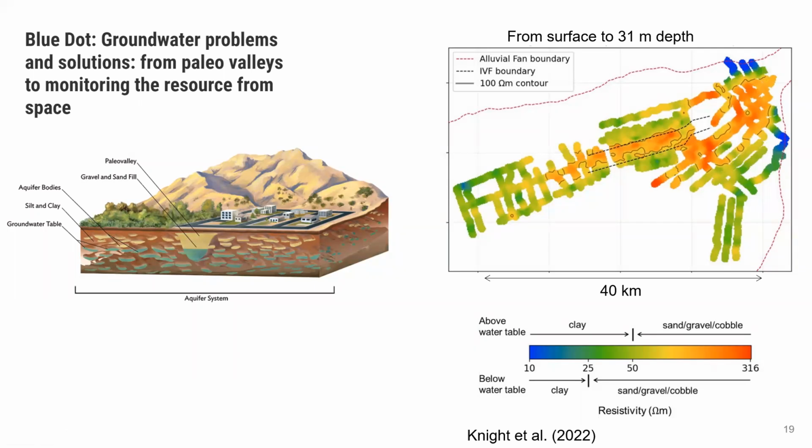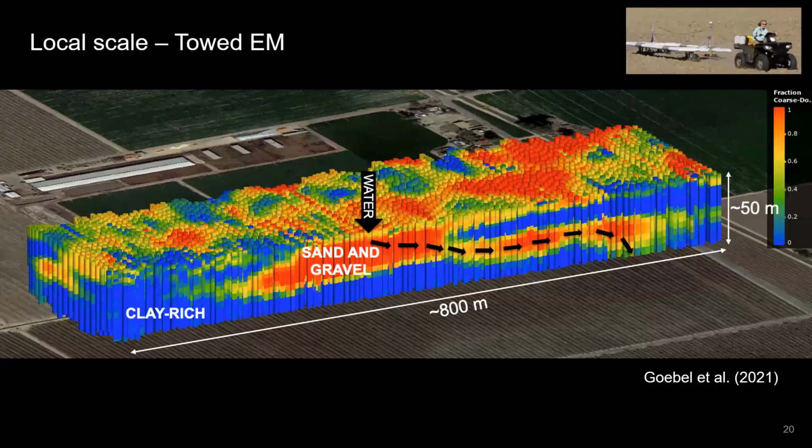Because all we can do is probably interpolate in between, have some resistivity value, which may have really high uncertainty. In such a case, we could use the ground-based system. So the size of this survey is about 800 meter by a couple hundred meter. And this is a ground-based system towed by ATV.